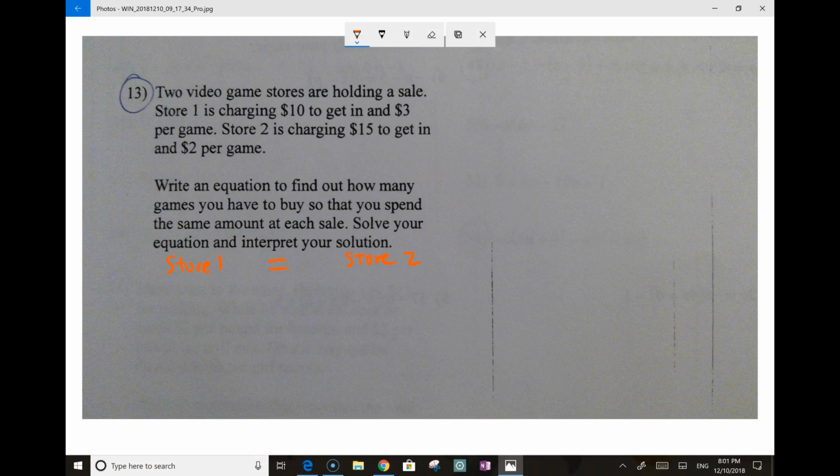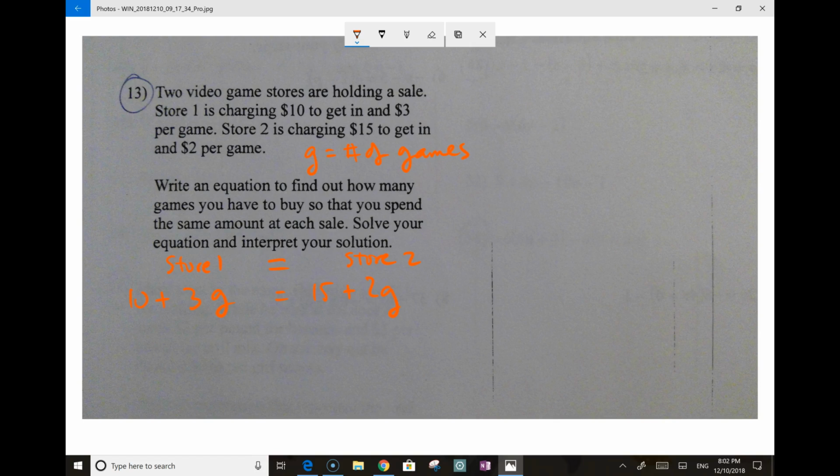And you simply have to build an expression for each store, and then you have an equation from that, and then you can solve it. So we're going to say that G is equal to the number of games, because the total that you spend depends on how many games you buy. And for store number 1, we have $10 to get in plus $3 a game. And then for store number 2, we have $15 to get in plus $2 per game. And now we have an equation that we can solve.